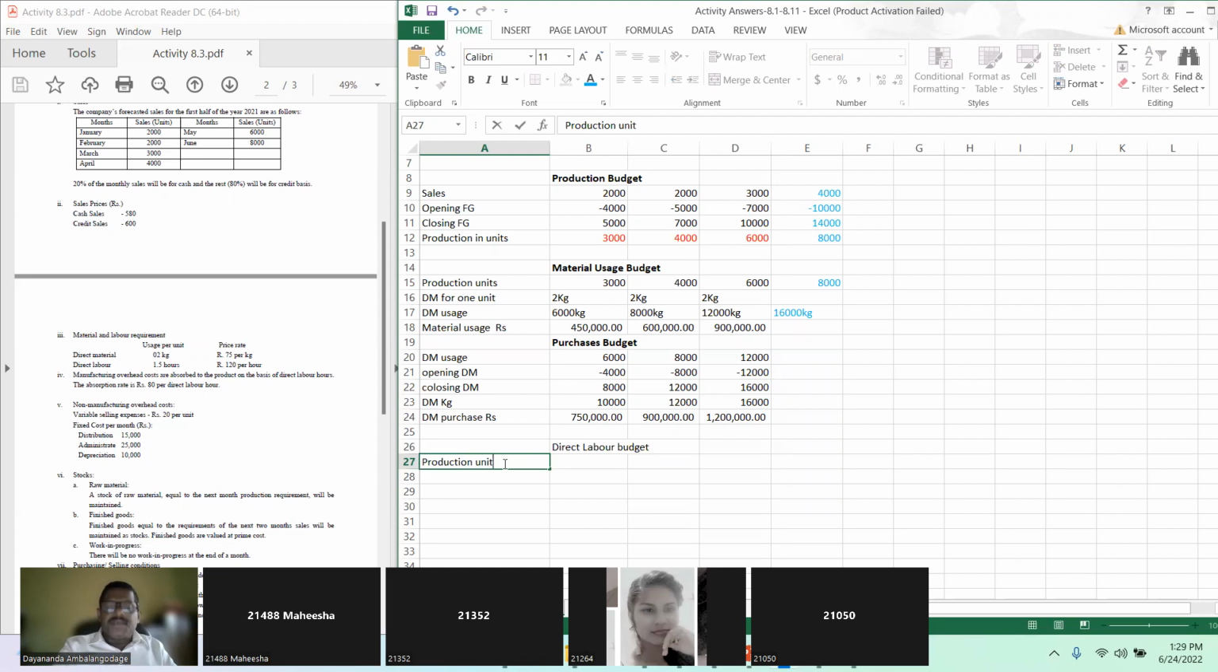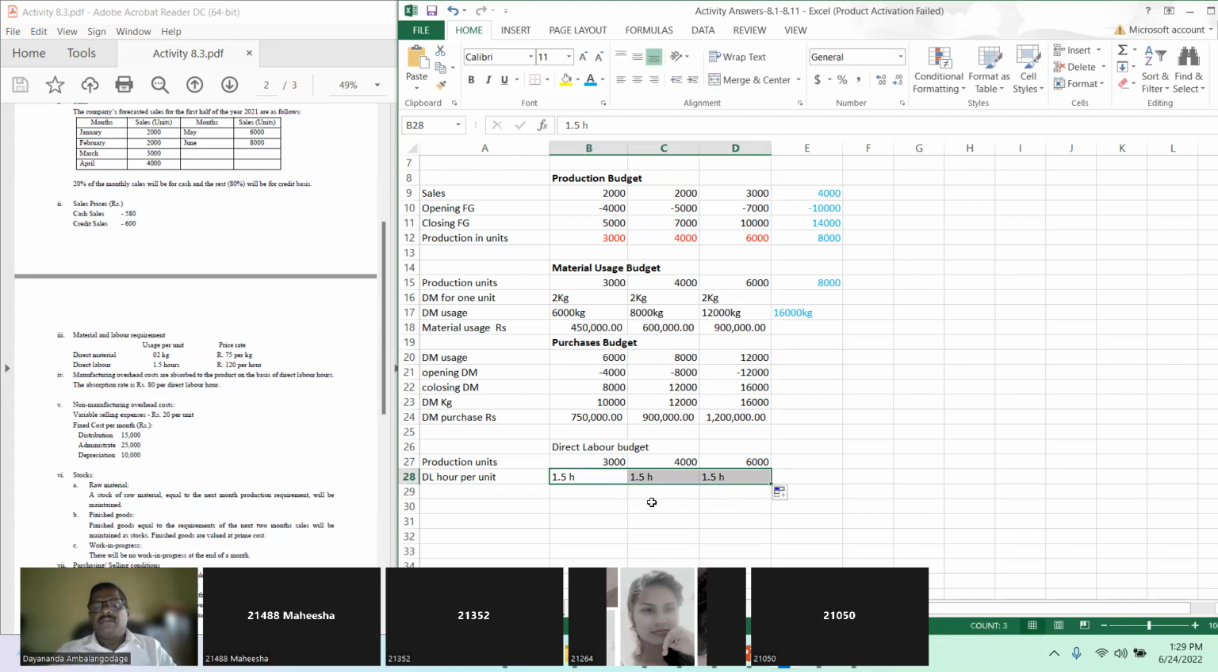Remember, the labor budget is also based on production: 3,000 units here, 4,000 units here, and 6,000 production here. And we have to find out the labor hours requirement, the direct labor hours. I just put direct labor hours per unit, which is 1.5 hours.